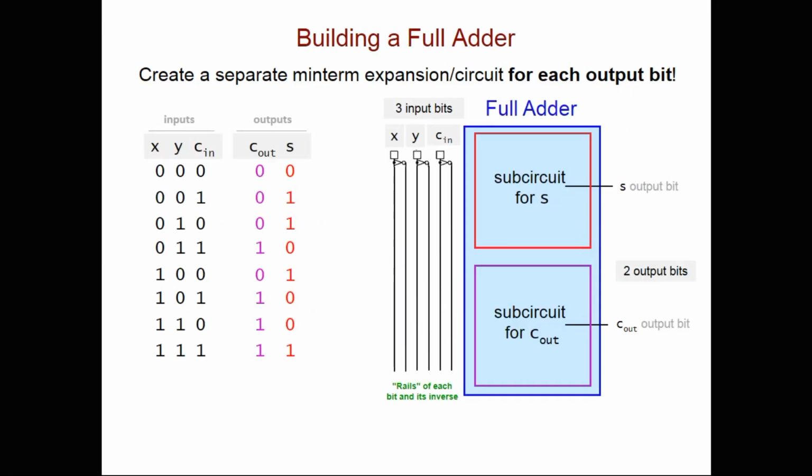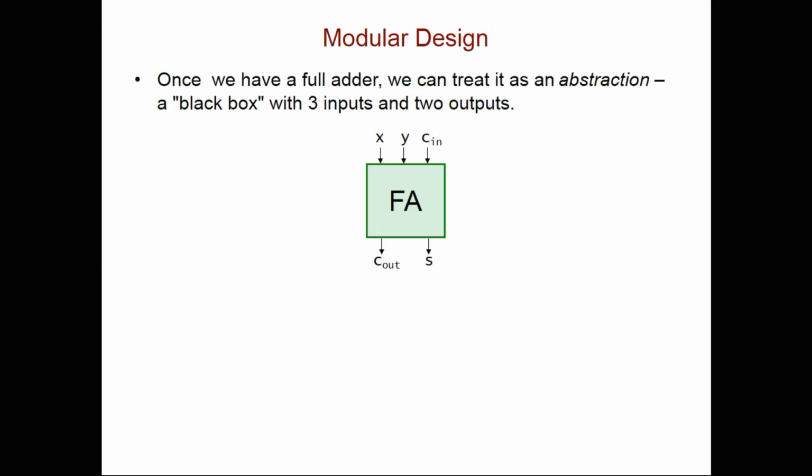So we can build a full adder by designing circuits for each of its output. It means for S and C of out. We can design this using min-term expansion. After redesigning min-term expansion circuits for S and C of out, we can build a full adder.